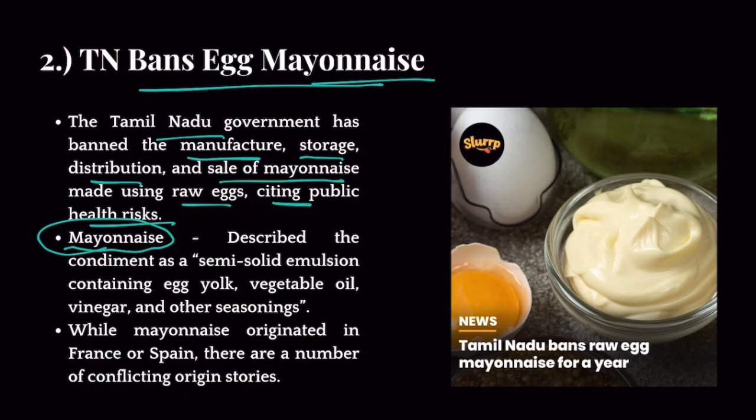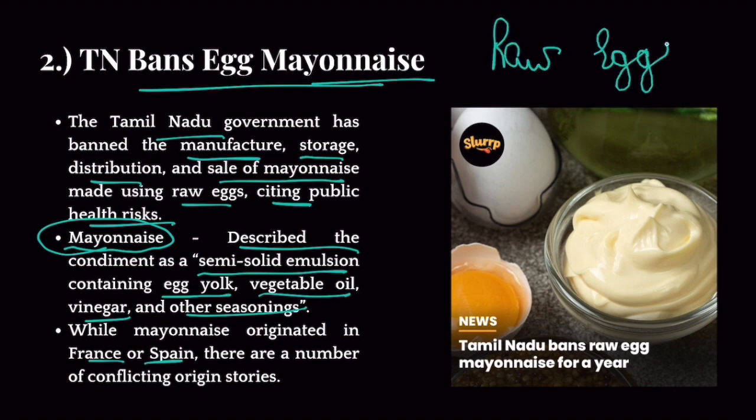Mayonnaise is described as a condiment, a semi-solid emulsion containing egg yolk, vegetable oil, vinegar, and other seasonings. People say that this condiment emerged in France or Spain, but there are many stories of origin, so no one knows where it started. Any which way, mayonnaise is made up of a lot of things, but the key ingredient is raw eggs. And this is the problem. Because of this key ingredient, Tamil Nadu has decided to ban it.